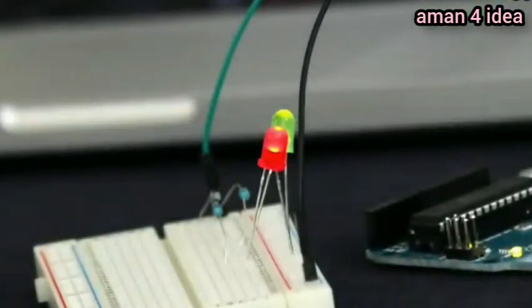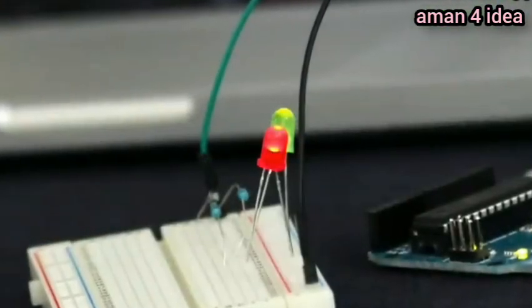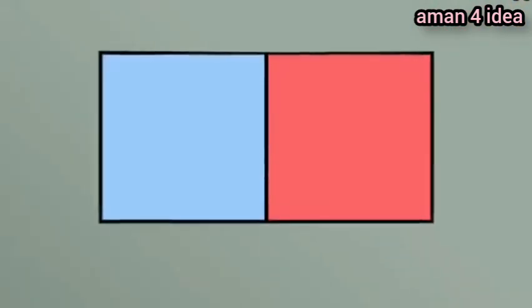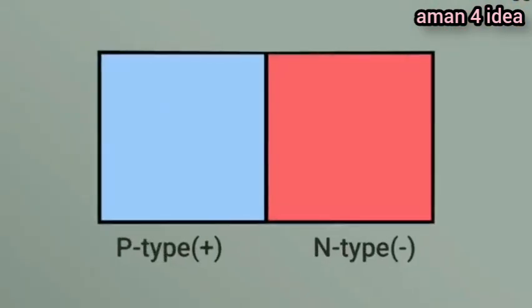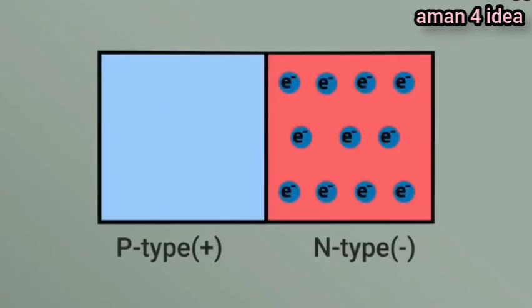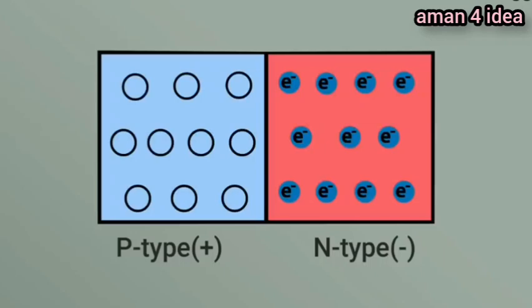Now the question is how these characteristics are brought into the light. Let's see how light is emitted in the two types of semiconductors in an LED. One is N-type and the other one is P-type. N-type semiconductor has excess electrons. On the other hand, P-type has electron deficiency.